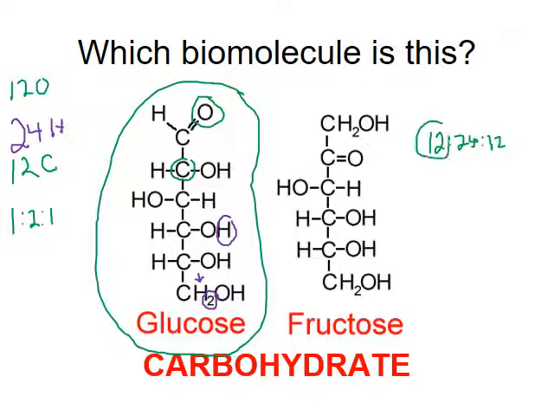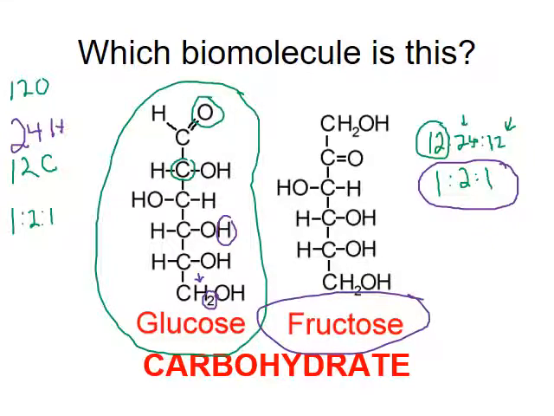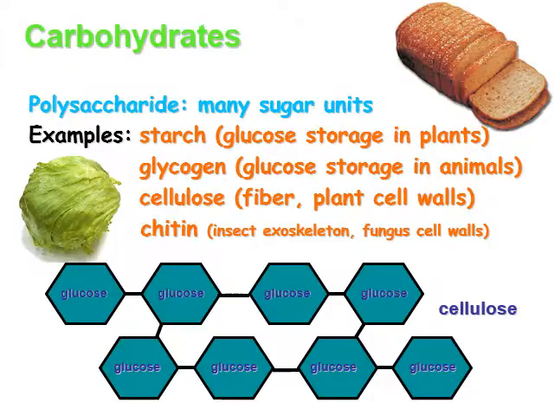This 12 can be divided by 12 to give you a 1. 12 can also go into 24 2 times. And then 12 can go into 12 again 1 time. So there we go. We have our 1:2:1 ratio. So this is a carbohydrate. I challenge you before you go on to the next slide to check the fructose. Is that truly a carbohydrate?